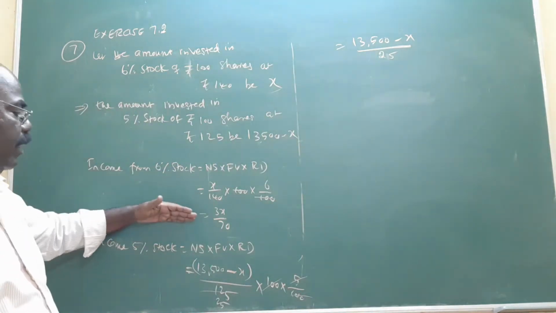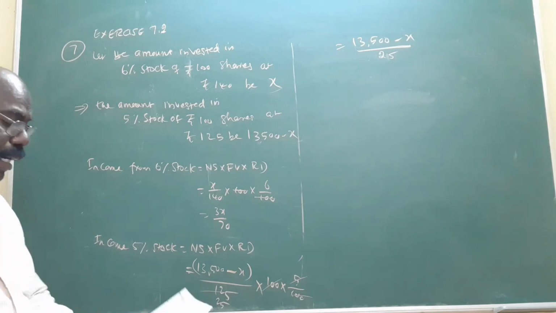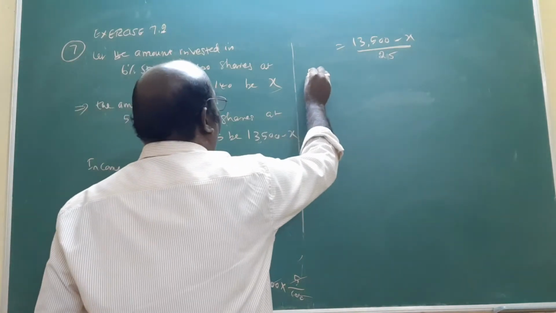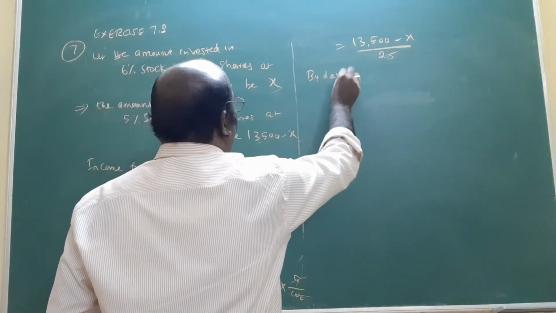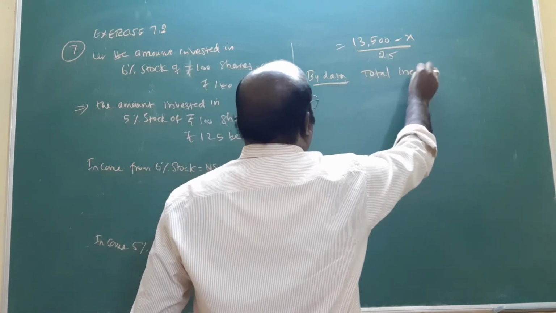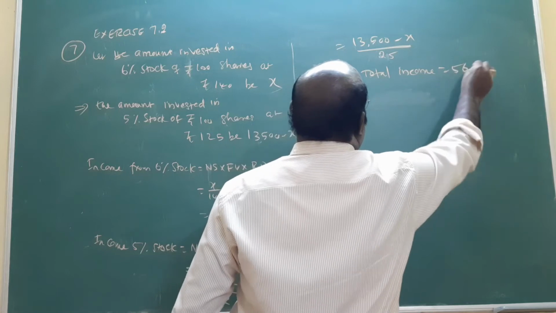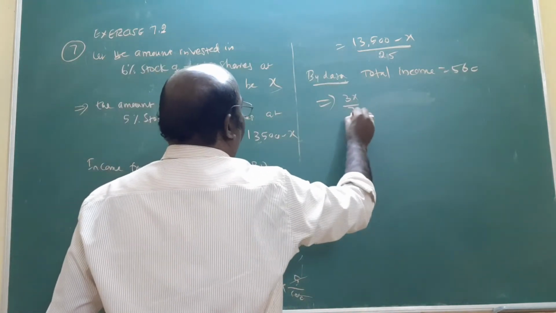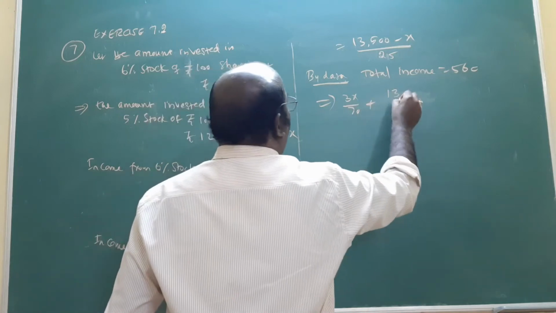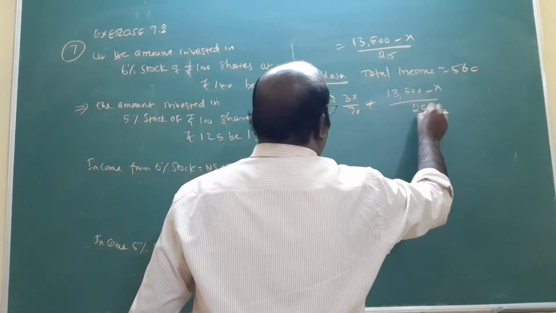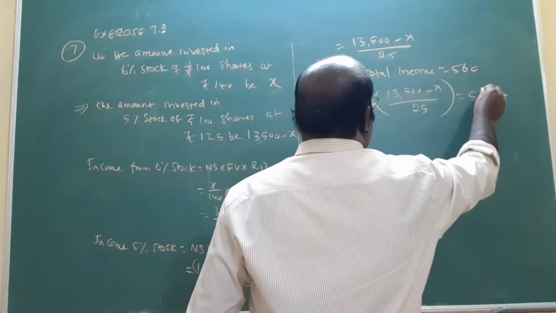Income from the first company, income from the second company. Now the total income is already given. What is given? 560 rupees. By the given data, total income is equal to 560. The first income is 3X by 70, the second income is 30,500 minus X by 25, equal to 560. Am I right?